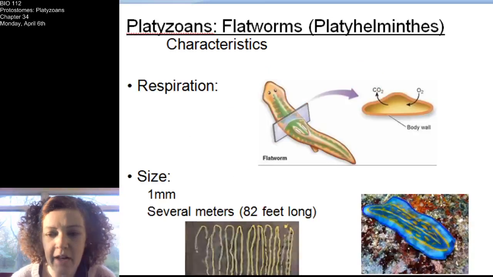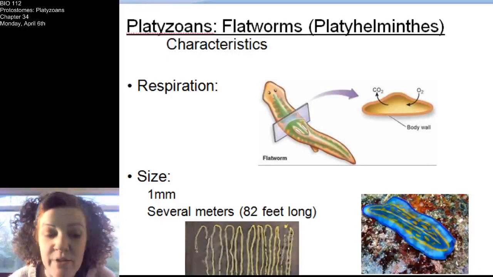As I said before, these guys have cutaneous respiration.